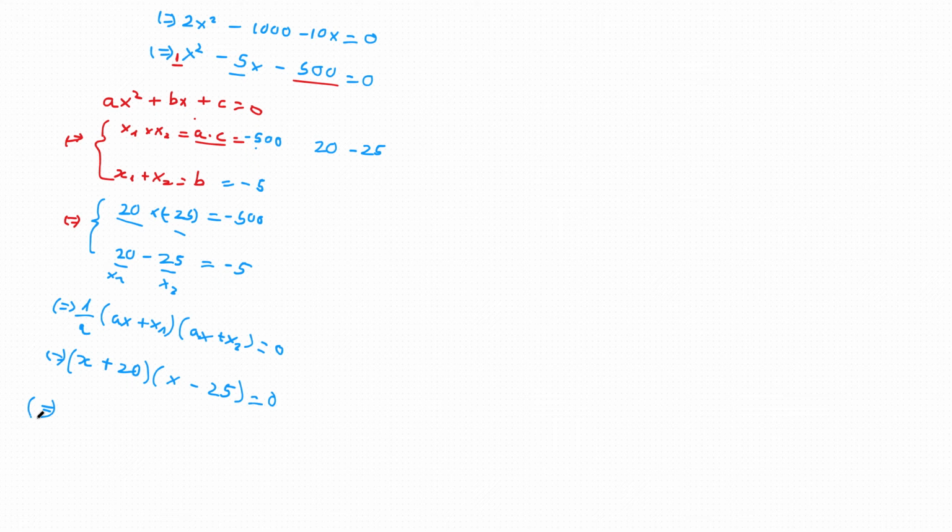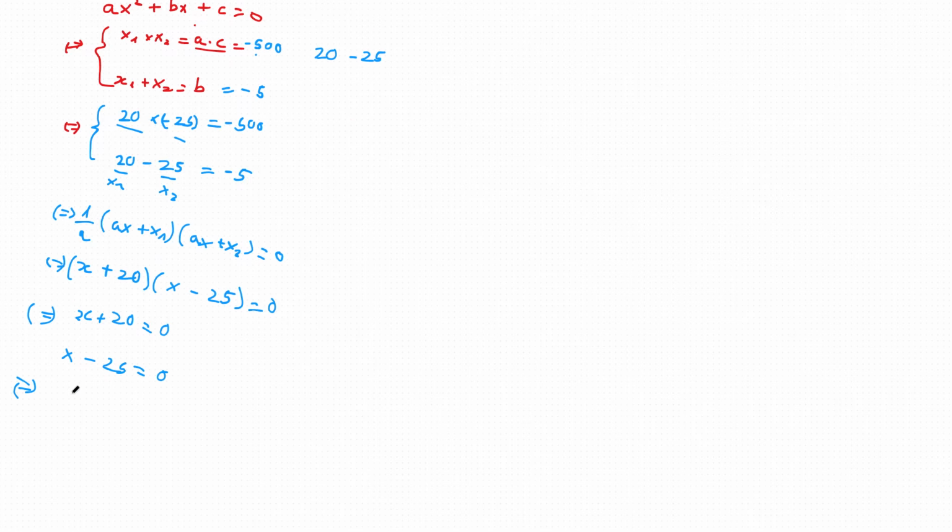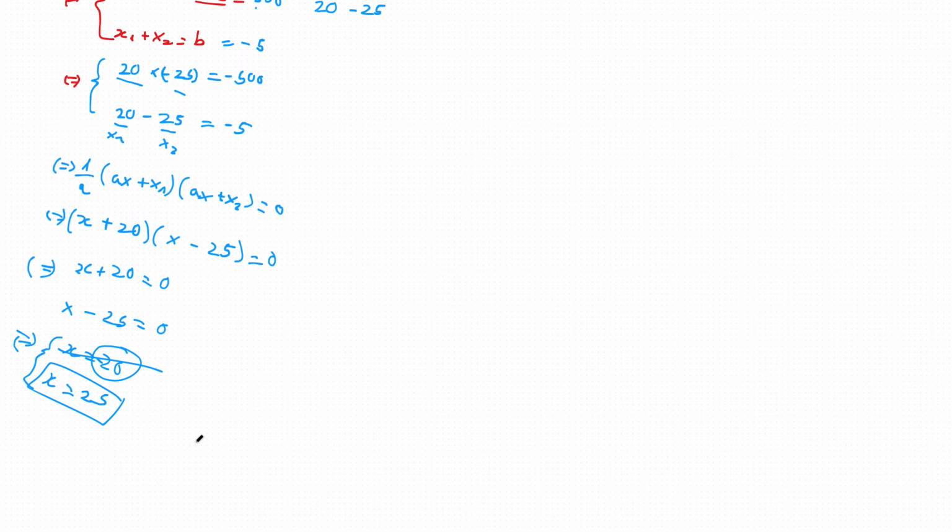Now it means x plus 20 equals 0 or x minus 25 equals 0. So x is minus 20 or 25. The number of people cannot be minus 20, so that's out of the picture. It has to be 25. So the number of boys is 25, and the maximum number is 50 people.